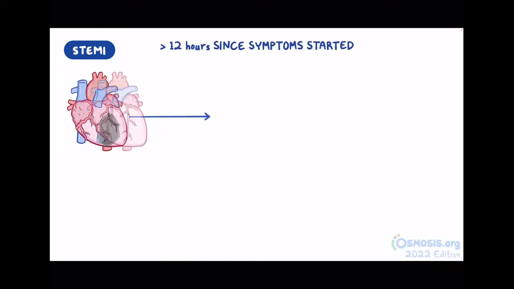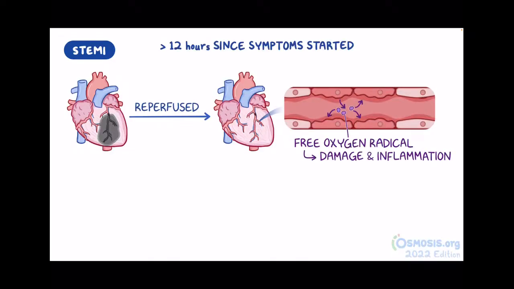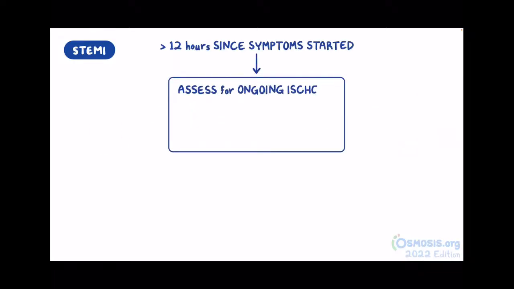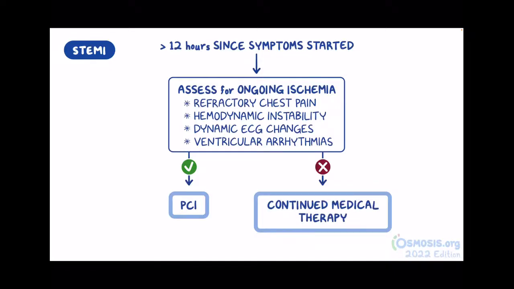If a STEMI is identified and it has been more than 12 hours since the symptoms started, there could be large areas of myocardial necrosis. When reperfused, damaged cells can generate free oxygen radicals that further damage the myocardium and trigger more inflammation. Thus, it's important to assess for evidence of ongoing ischemia. This is characterized by refractory chest pain, hemodynamic instability, dynamic ECG changes, and ventricular arrhythmias. If any of these signs is present, PCI could still be pursued to prevent further ischemic damage. If these are not present, the STEMI should be managed with continued medical therapy.